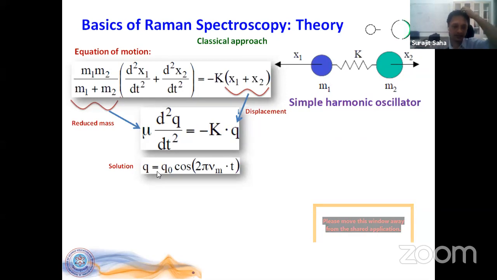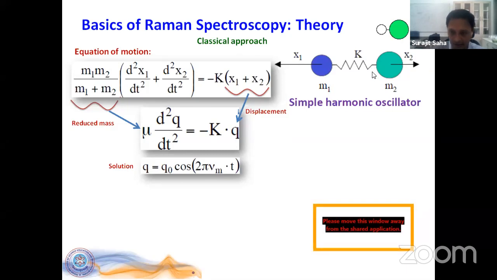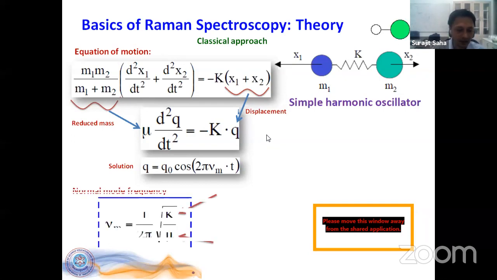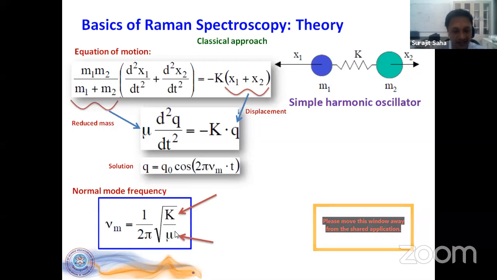And a solution for this is typically a sinusoidal wave, where you can see this has an amplitude, which is Q naught, and has a frequency, which is nu m. And this nu m is nothing but the frequency of oscillation of this molecule. Now, this frequency of oscillation, as we know, depends on the stiffness constant K and the reduced mass M. So it goes as the square root of K by M, and this is a constant factor. Now, here comes the most important factor. That means the frequency of oscillation depends very much on the stiffness of the spring and the reduced mass, right?